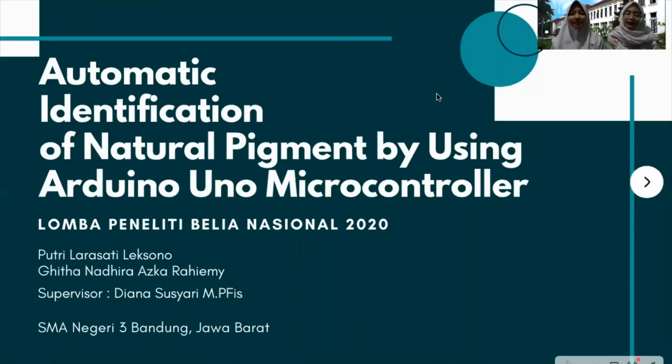My name is Putra Satilaksono, and this is my partner, Gita Diraskarahini, and our research title is Automatic Identification of Natural Pigment by using Arduino Uno Microcontroller.